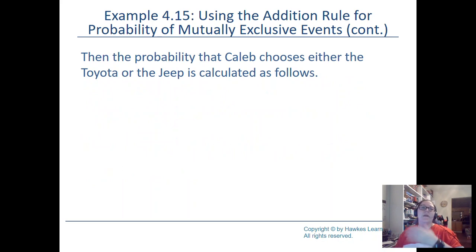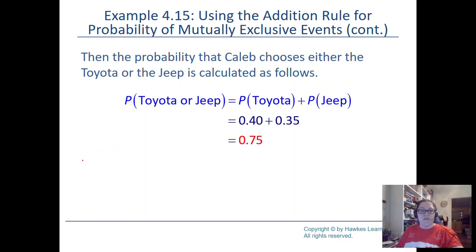So then basically the probability that Caleb chooses either a Toyota or a Jeep is going to be the probability of a Toyota plus the probability of a Jeep individually there. Because again, you can't get a Toyota Jeep. There's no such thing as a Toyota Jeep, right? Or at least I don't know of one, because these are 2 separate car companies. So there's no probability of this other last one here, which is going to be 0.